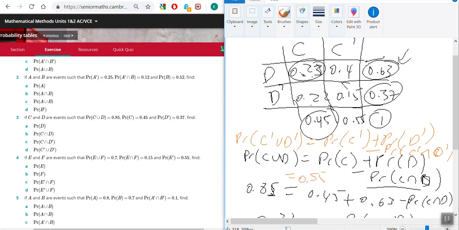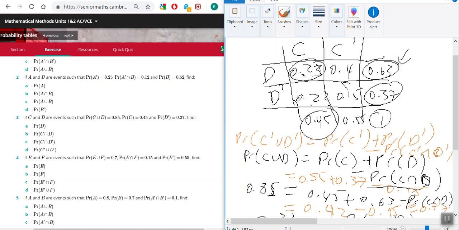The probability of not C is 0.55. The probability of not D is 0.37, minus the probability of not C intersection not D, so 0.15. So 0.55 plus 0.37 is 0.92, so 0.92 minus 0.15, that should give me 0.77, and that's my final answer.